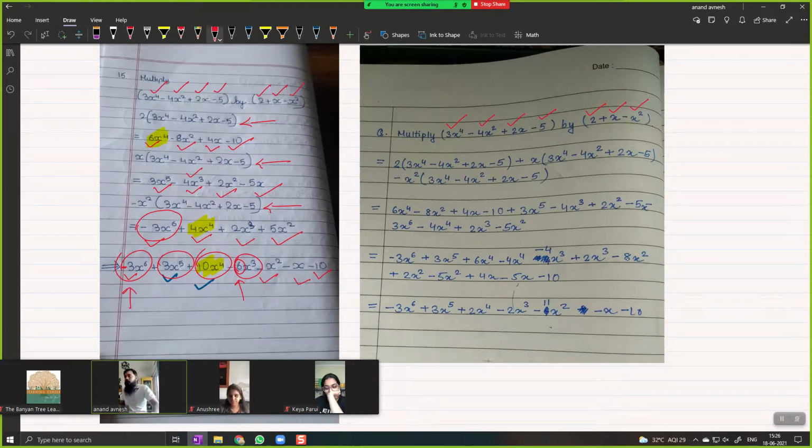So let's check how Kea has done. She has simply taken the term of the second bracket trinomial and multiplied with the whole first bracket. Okay, so plus 6x raised to 4 is correct, minus 8x square is correct, plus 4x is correct, minus 10 is correct, then plus 3x raised to 5 minus 4x cube. This is plus 2x square, very good, minus 5x, that is correct, minus x square into 3x raised to 4 is okay. So this is a minus sign, right? Kea, write this minus sign here. Yes, sir. Okay, sir. Otherwise there will be confusion. Okay, minus 4x raised to 4.